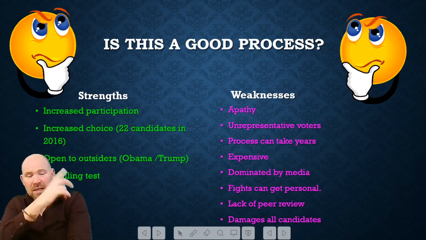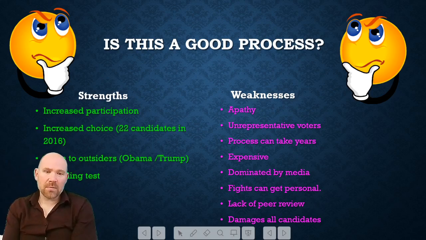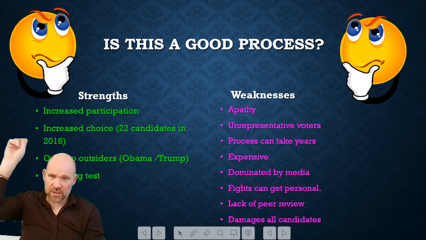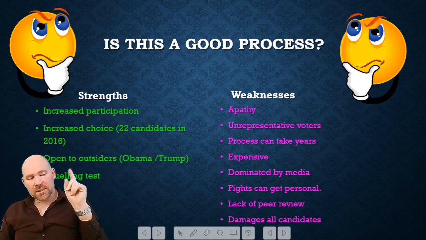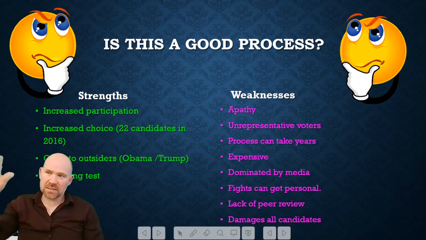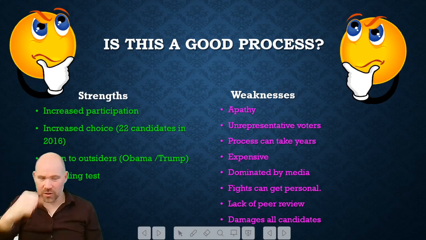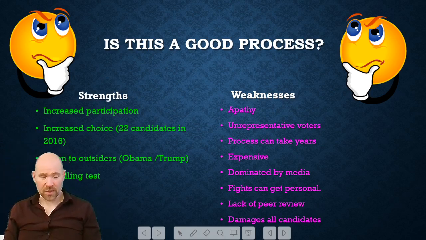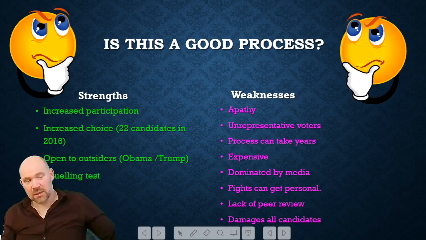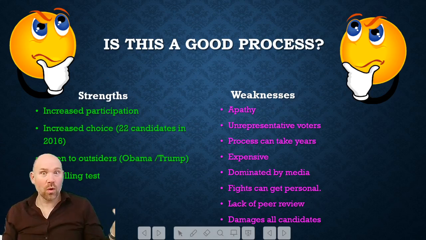The second to last one here: lack of peer review. Now, what do I mean by this? I mean that in the primary process, candidates are eventually voted on by the people, which sounds great. Democracy, hooray, universal suffrage, let's go for it, increased participation, we all love it. But this does mean that candidates are voted for by people that don't really know them. They know the media image, they know the leaflet, they know Make America Great Again, or whatever it might be. But a peer review is where your peers are the people that know you, and they work in the same place as you and they actually have to work with you.